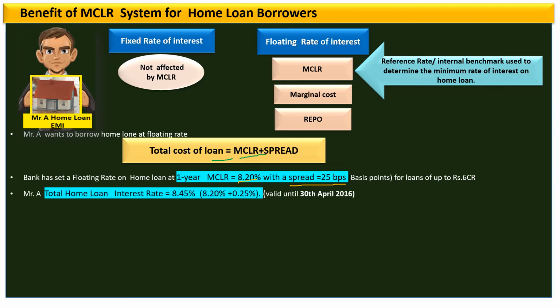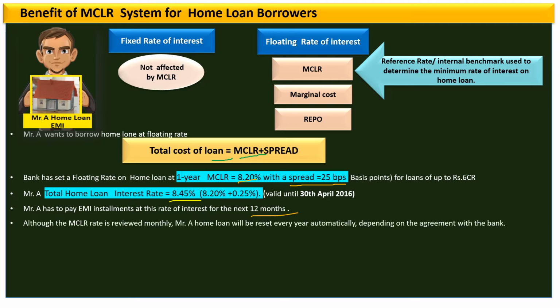Now, the total home loan rate for Mr. A will be 8.45%, that is MCLR plus spread. Mr. A has to pay EMI installments at this rate of interest for the next 12 months. Although MCLR is revised monthly, Mr. A's home loan will be reset every year automatically, depending on the agreement with the bank.